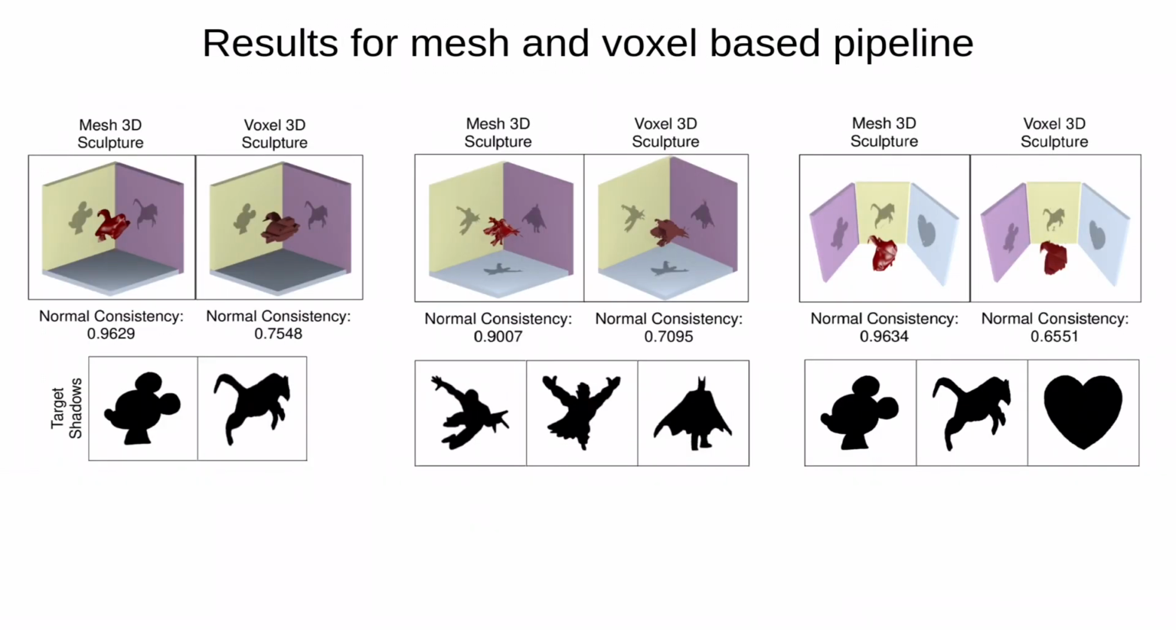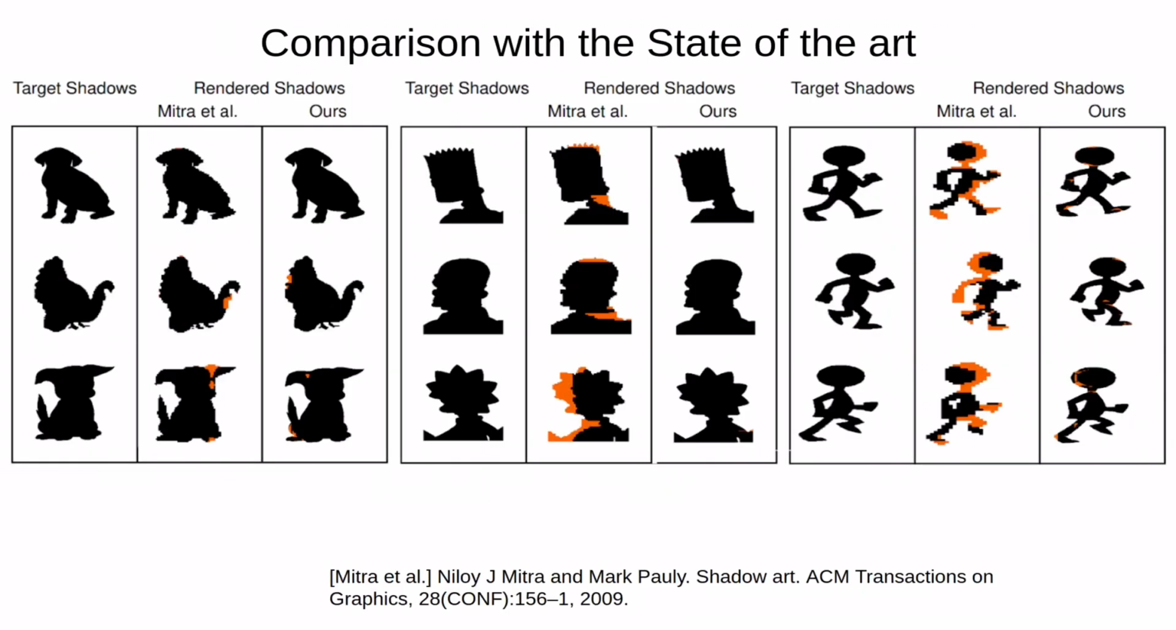Here are some results of our mesh as well as voxel-based optimization pipelines for different shadow configurations. We also simulate the artistic effects that the optimized sculptures are capable of generating using Blender. We compare the results of our voxel-based optimization pipeline and the voxel-based optimization tool presented by Mitra et al. The error is represented in orange pixels.